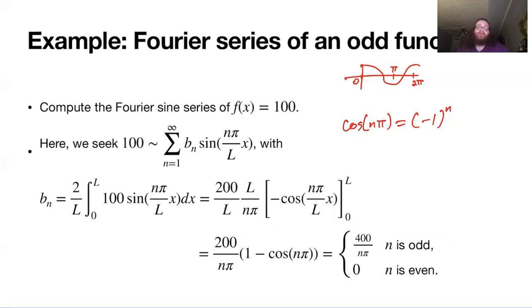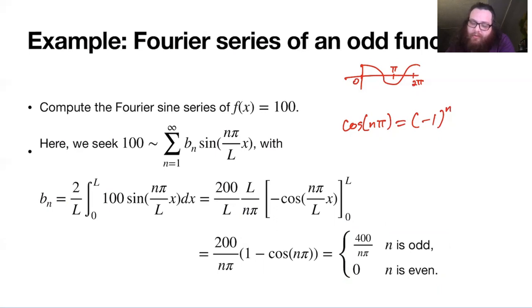Great, right? But this is what the Fourier series of the function 100 is, okay? Or the Fourier sine series of 100, or equivalently, the Fourier series of the odd extension of 100 to the interval negative L to L.